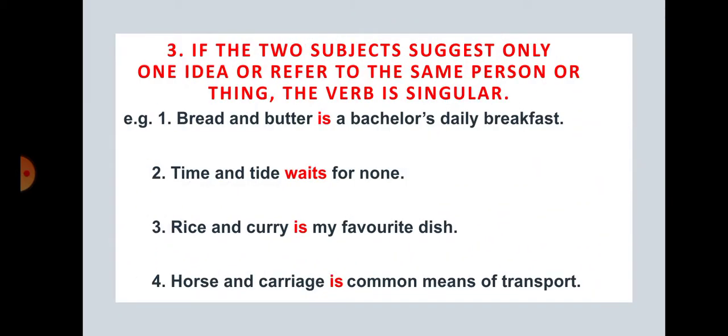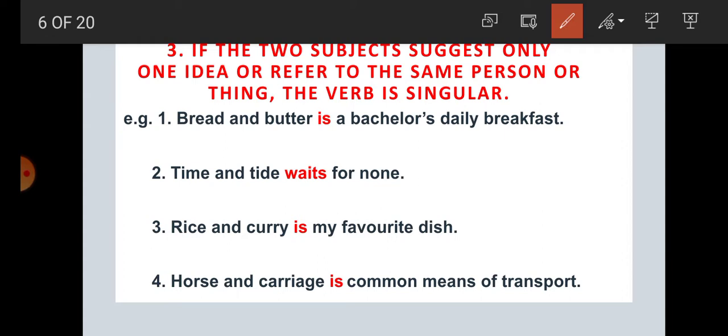Rule number 3. If two subjects suggest only one idea or refer to the same person or thing, the verb is singular. Students, here two subjects joined with and, but if they give us one singular idea, then it is in singular number. The verb must be singular.